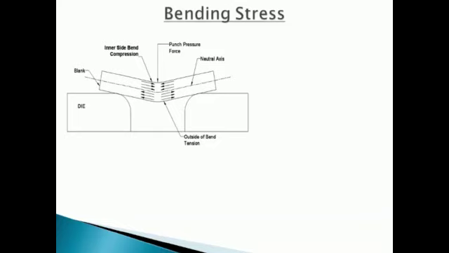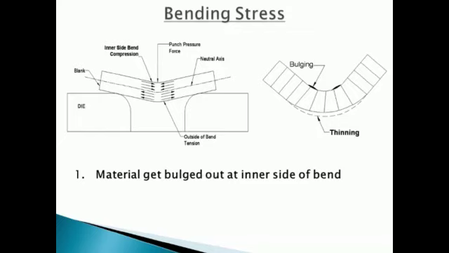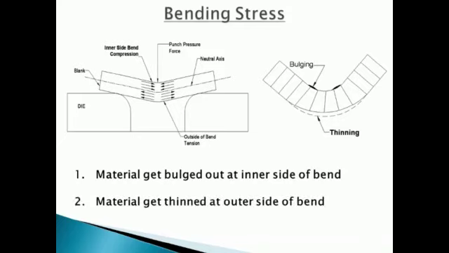Now we will talk about bending stress. Here you can see in the figure how bending stress can be developed during operation. Due to punch pressure, number 1, material gets bulged out at the inner side due to compression, and material gets thinned outside due to tension. Okay, here you can see in the figure.